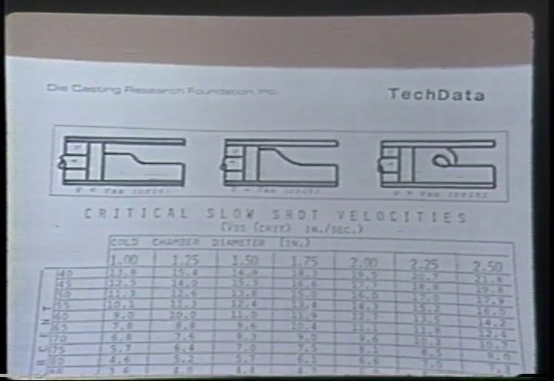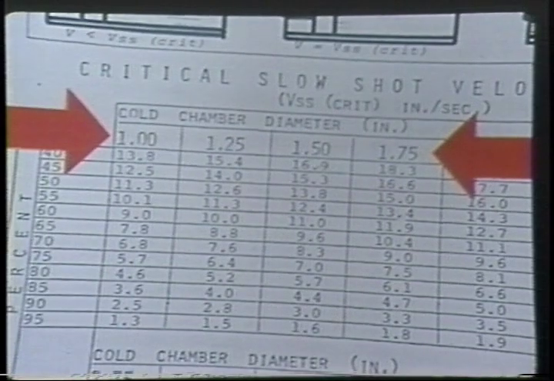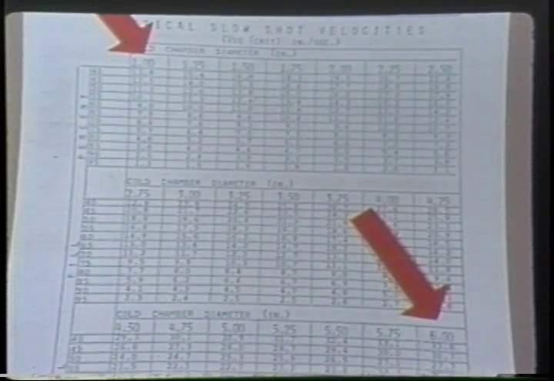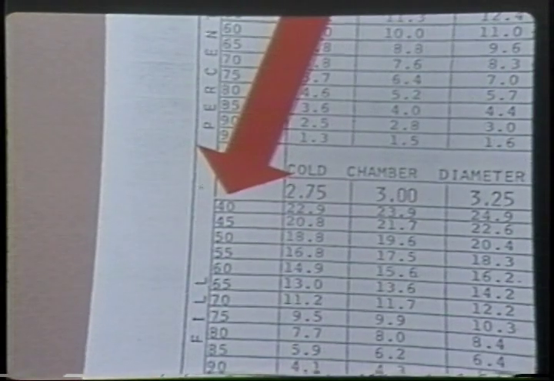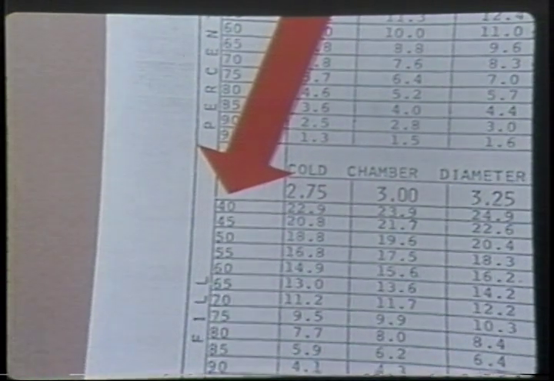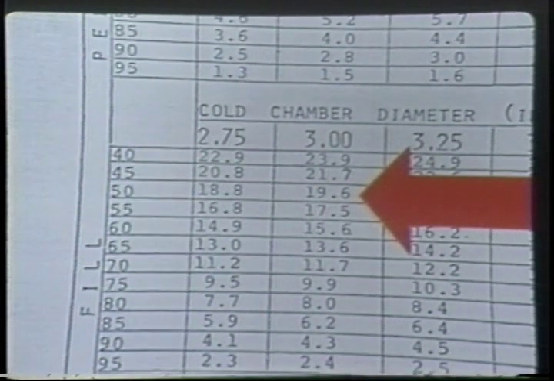As you can see, the symbols at the top are similar to the scenes that you have just viewed. The chart covers cold chamber sizes for inside diameters of 1 inch to 6 inches in 1/4 inch intervals. The initial fill percentages are shown in the extreme left-hand column, and the critical or ideal slow shot velocity is located to the right and directly under the appropriate cold chamber diameter.